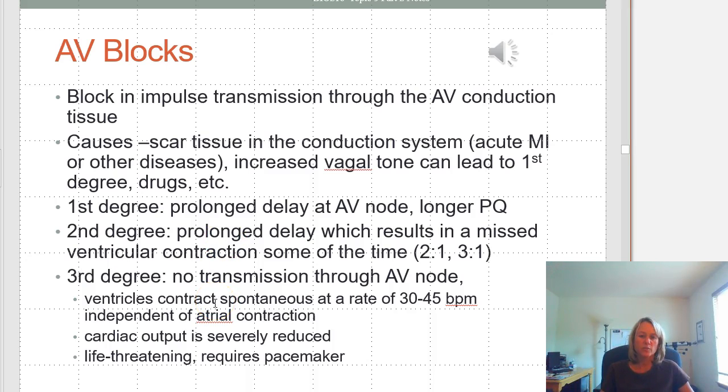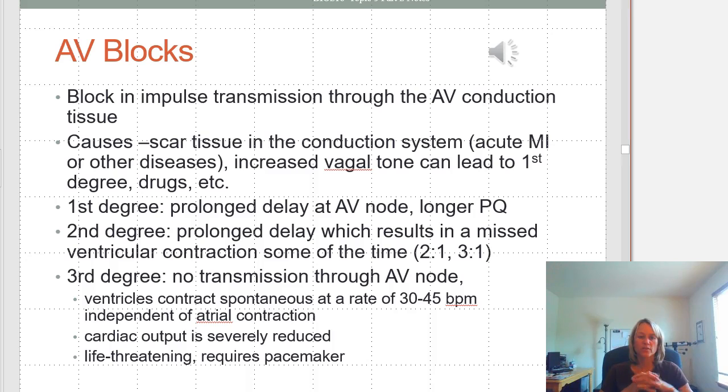Okay, and then finally third degree block, we have absolutely no transmission through the AV node. So that stimulus that started in the SA node is not getting through to depolarize the ventricles. Now, after a period of time, the ventricles can contract spontaneously on their own, but its spontaneous rate of depolarization is much slower, about 30 to 45 beats per minute.